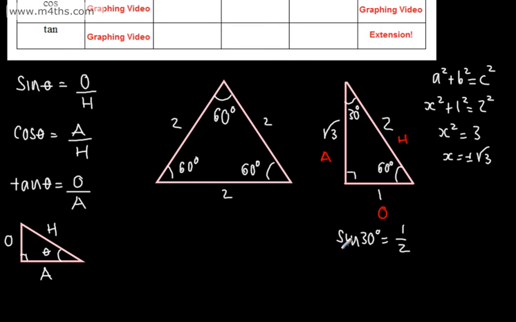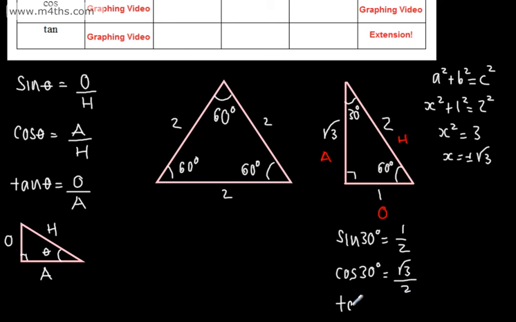If we now look at the cosine of 30 degrees, using exactly what we've got just here, the cosine of 30 degrees, we know that that is going to be the adjacent over the hypotenuse. Well, the adjacent is √3 and the hypotenuse is 2.